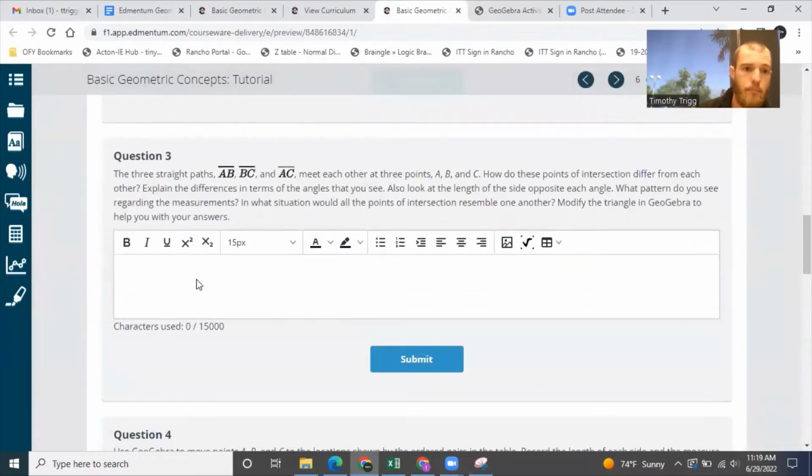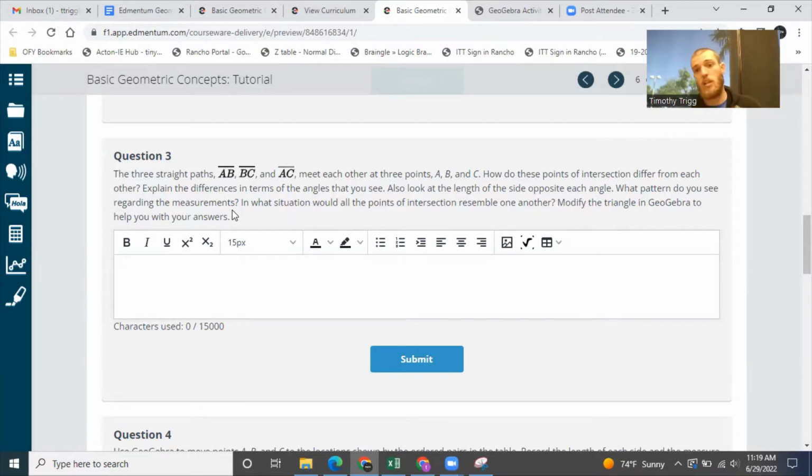Question 3. The three straight paths, segment AB, segment BC, segment AC, each meet each other at three points, A, B, and C. How do these points of intersection differ from each other? Explain the differences in terms of the angles that you see. Also, look at the lengths of the side opposite of each angle. What pattern do you see regarding the measurements? In what situation would all the points of intersection resemble one another? Modify the triangle in GeoGebra to help you answer the question.